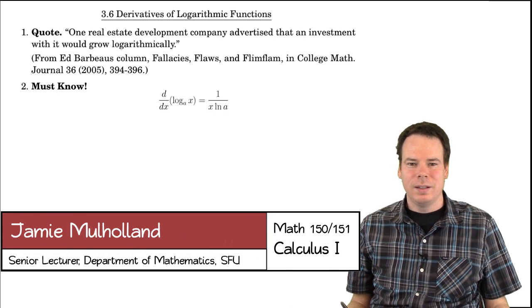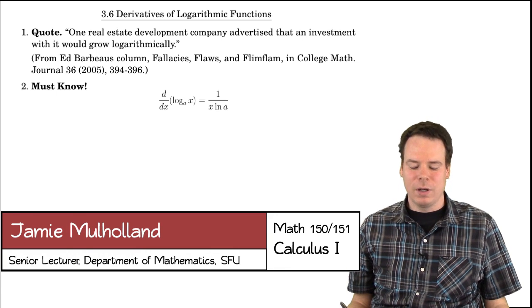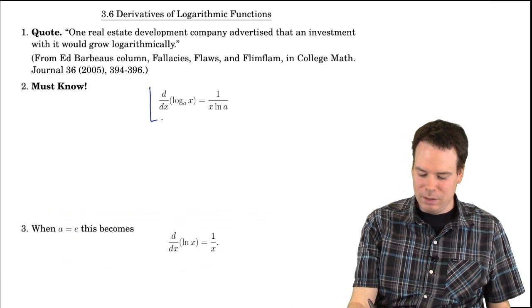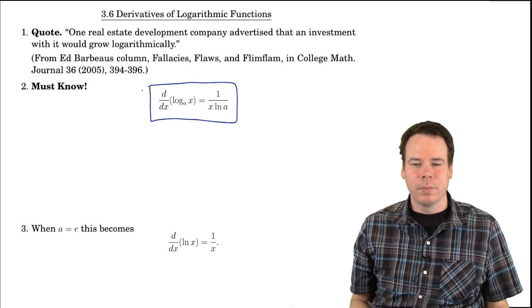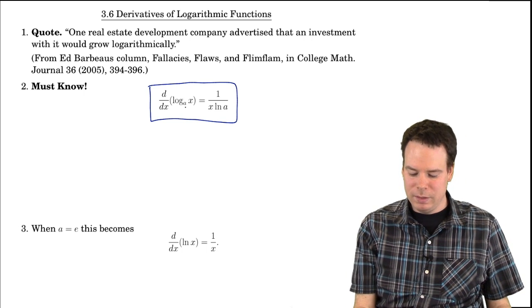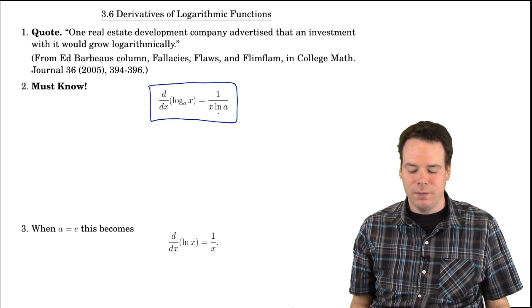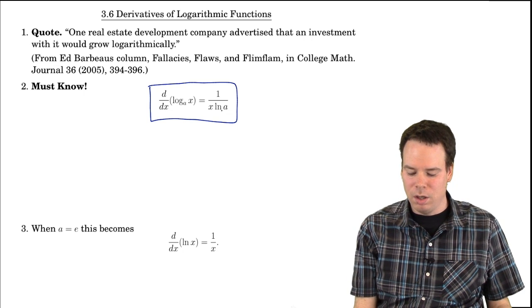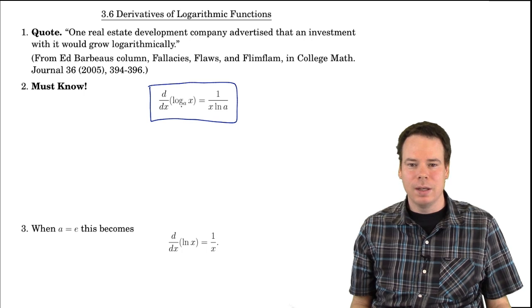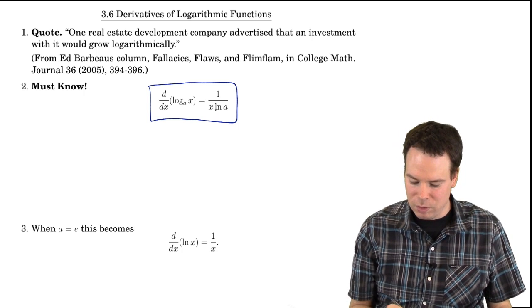Hi everyone. In this lecture we're going to look at the derivatives of logarithmic functions. And so here is the general form. If we have a logarithmic function of base a, the derivative with respect to x is 1 over x ln of a. So notice there's a natural log of the base appearing in the differentiation formula.